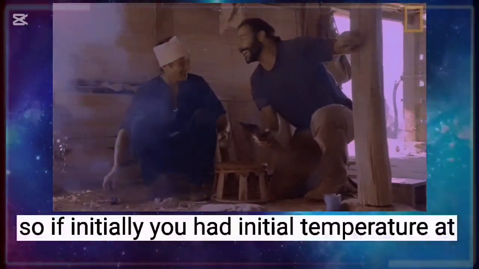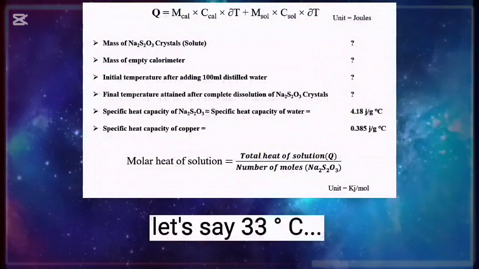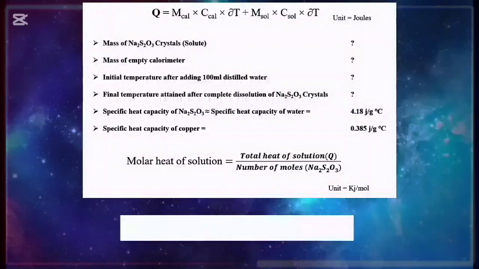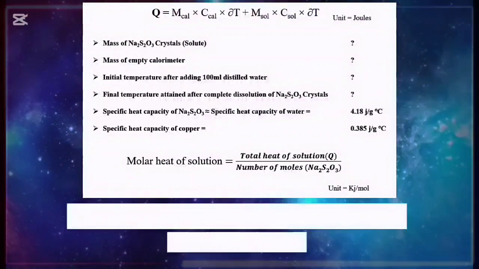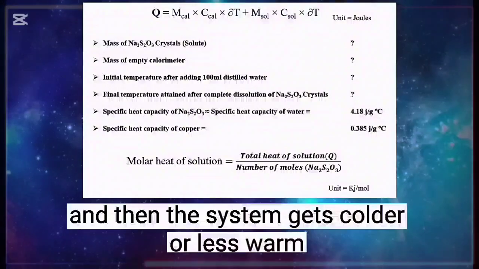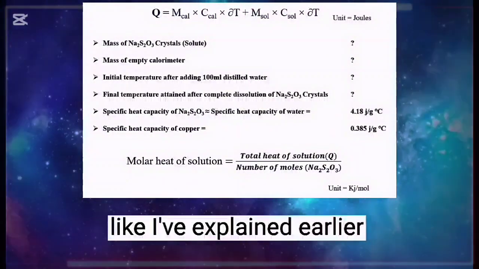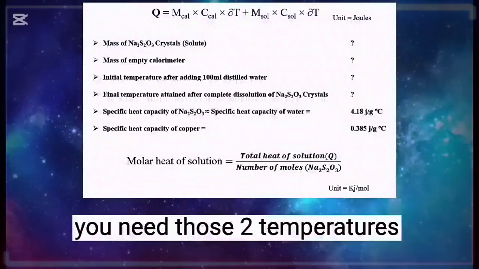So if initially you had the initial temperature at, let's say, 33, you wouldn't expect the next temperature to be higher. Okay, it's going to drop, and then the system gets colder because it's an endothermic process, like I've explained earlier. So, and that is that. So basically you need those two temperatures.